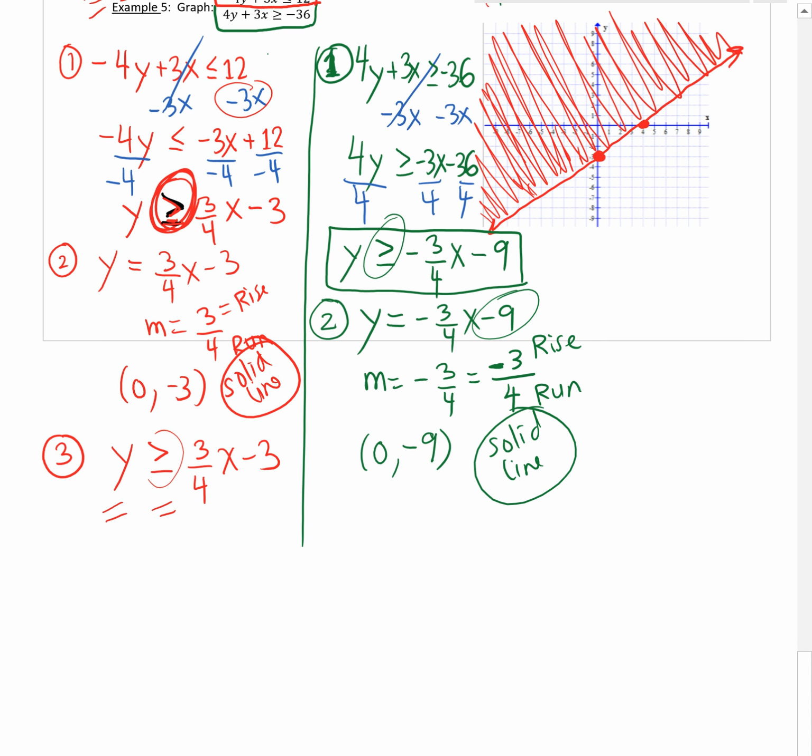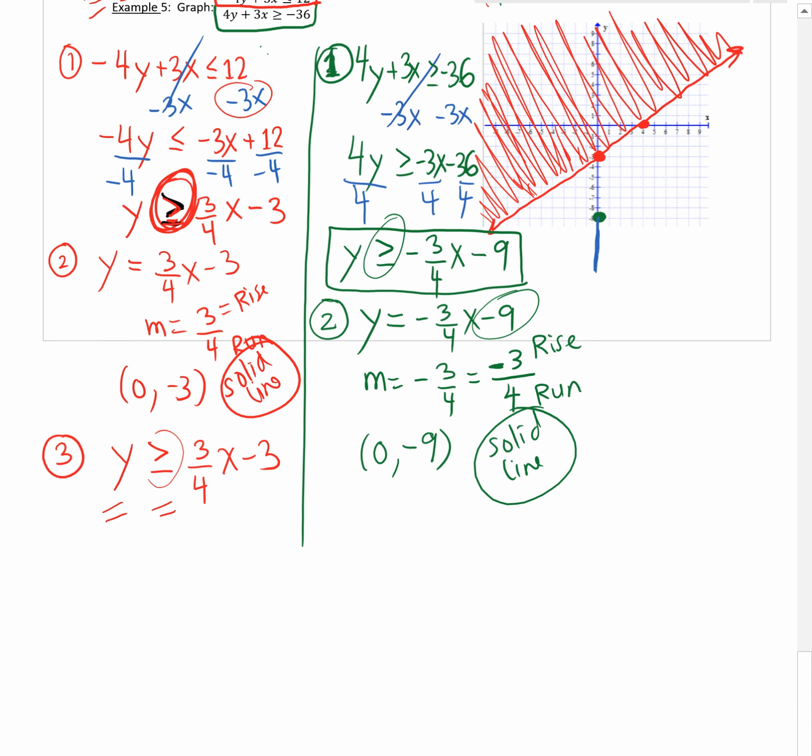Alright, let's start at the y-intercept, negative 9. Oh, that's way down there. 0, negative 9, there he is. And from there we're going to rise negative 3. Uh-oh. This is one of those situations, I'm kind of going off the grid, literally here. I'm just going to extend that grid to go further down. Don't feel like you can't do that, that's fine.